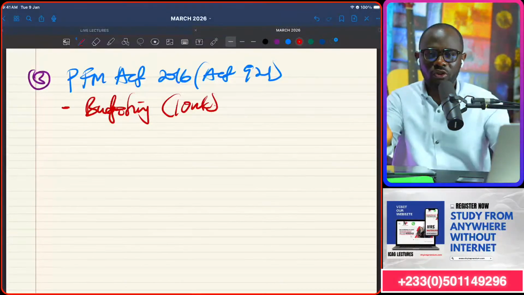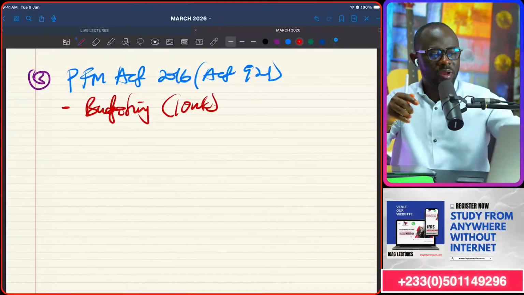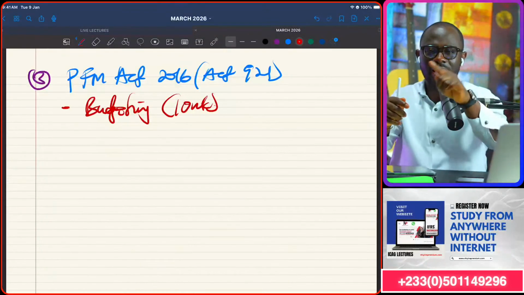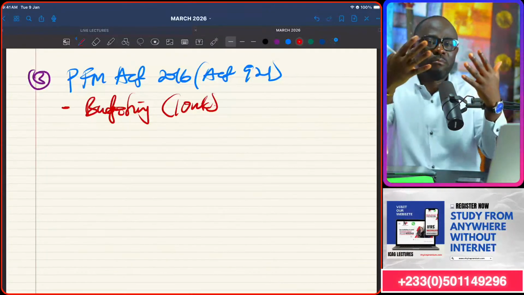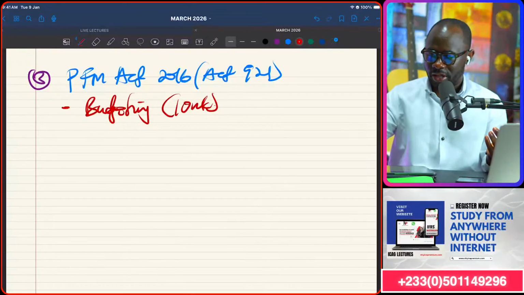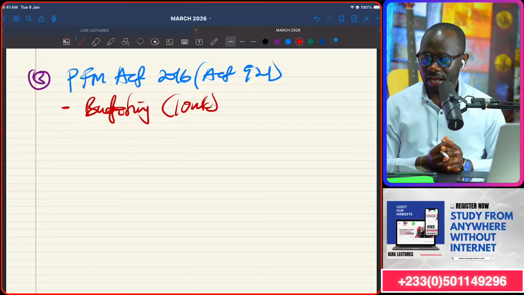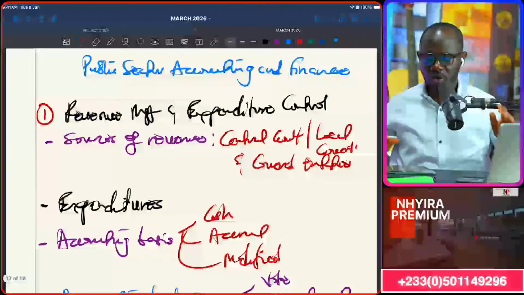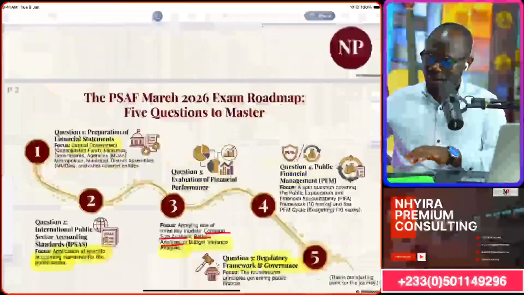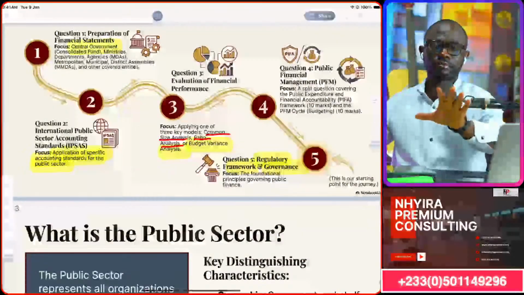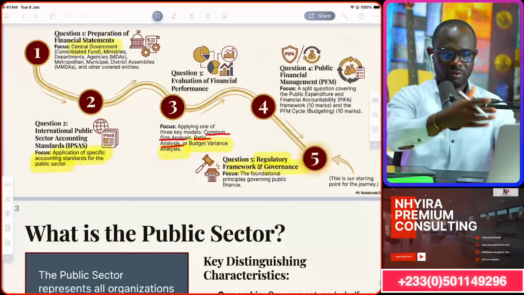You can simply download it. It's a free document. Just put in Google, Public Financial Management Act 2016, Act 921. Click on it and download it. That will become part of your material, the material that you're going to be referring to when it comes to public sector accounting and finance. So to pass public sector, yes, there are 5 questions that we must know about. Preparation of financial statements, IPSAS, evaluation of financial statements.